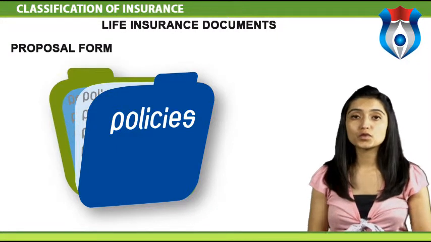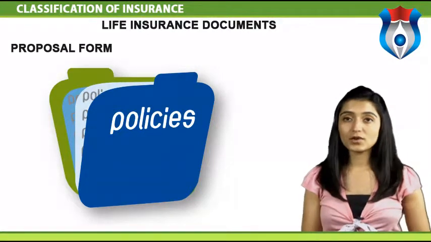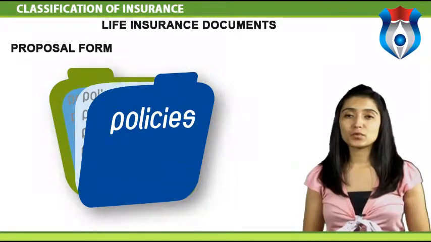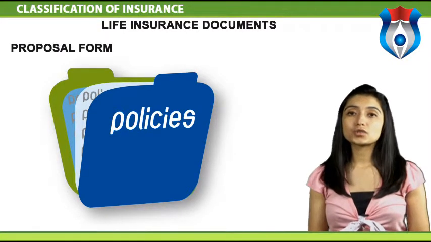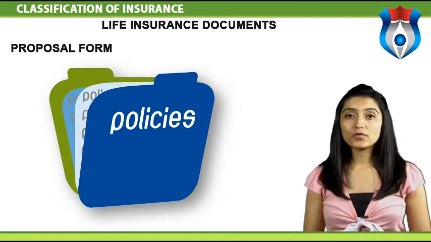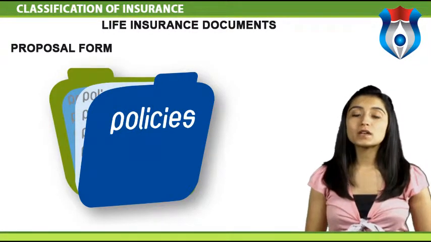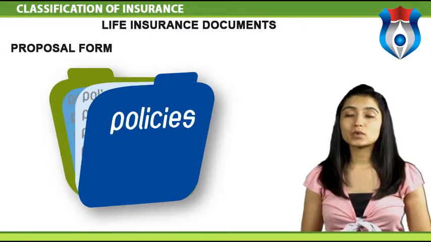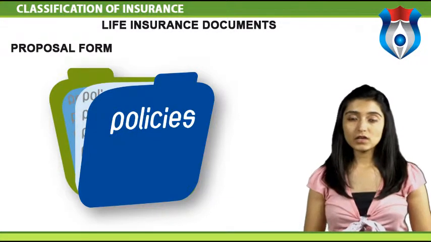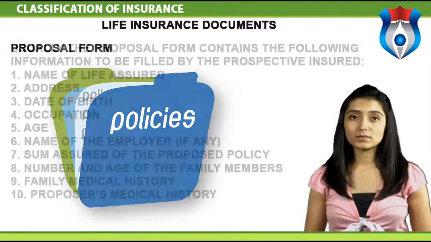The agent has the proposal form with him, provided by the insurer. There are different types of policies, and so different types of proposal forms are there. It has the entire details regarding the duration of the policy, type of plan, mode of payment, etc. A proposal form is to be completed by the proposer in his own handwriting and signed in the presence of the agent. The proposal form contains a declaration at the end to ensure the authenticity of the information given.